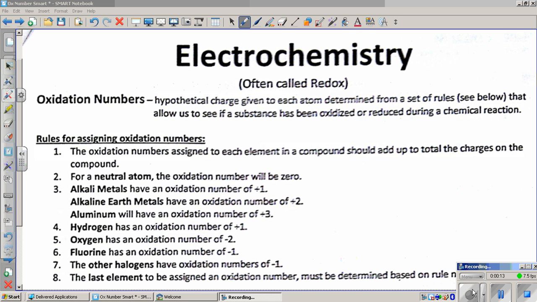I'm going to spare you all and just tell you about electrochemistry. So we're going to be doing electrochem for a couple of days. Actually, this will be our longest mini lesson.